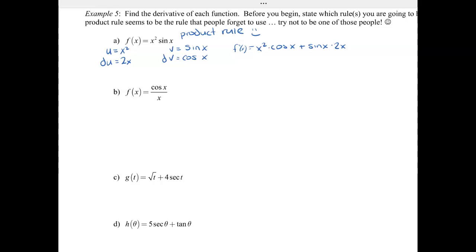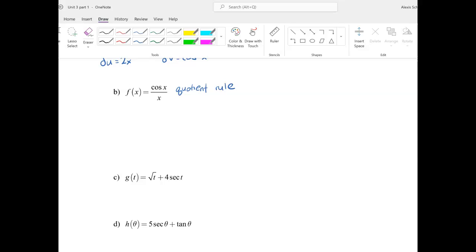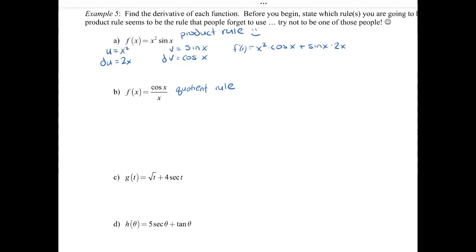Alright, the next one I've got is cosine of x divided by x. On this one, I'm going to be using the quotient rule. That's just my personal preference, but it's also to get us used to other rules. A lot of us are getting pretty good at the product rule, I'm not gonna lie, I am impressed.